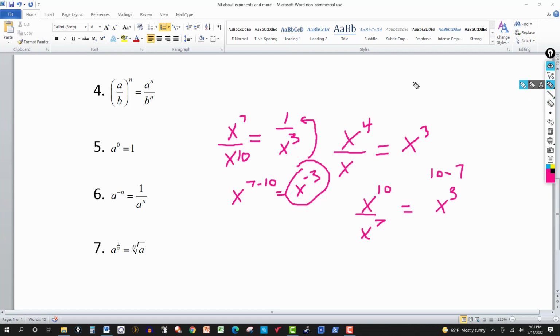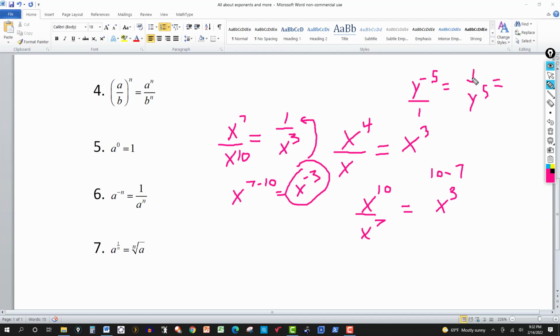Anytime you have a negative power, it doesn't matter what the variable is, it could be a y. I have y to the negative 5. The exponent is negative. Another way to write this, according to rule number 6, is 1 over y to the 5th. Remember, this is understood to be over 1. So this goes both ways. You have y to the negative 5, that's the same thing as 1 over y to the 5.